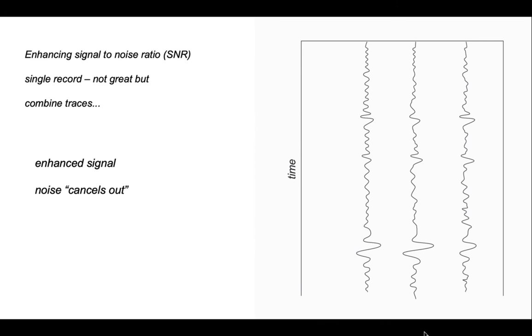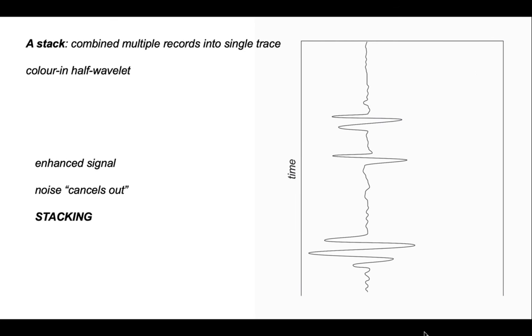But what would happen if we combined multiple records? Well, we'd hope that the noise would cancel out. The noise waveforms would destructively interfere, whereas the waveform representing the seismic reflections would constructively interfere and therefore be enhanced relative to the noise. Something like this. This process of combining multiple records into a single trace is called stacking. So this is a stacked record combining multiple records, and you can see that we've enhanced the kicks representing the reflections, and the noise is still there, but it's reduced, certainly with respect to the signal.